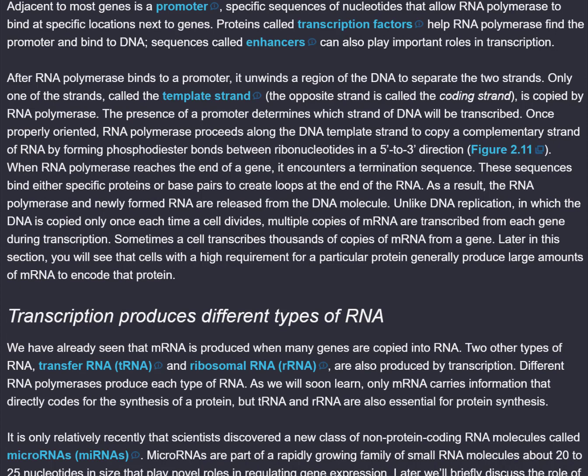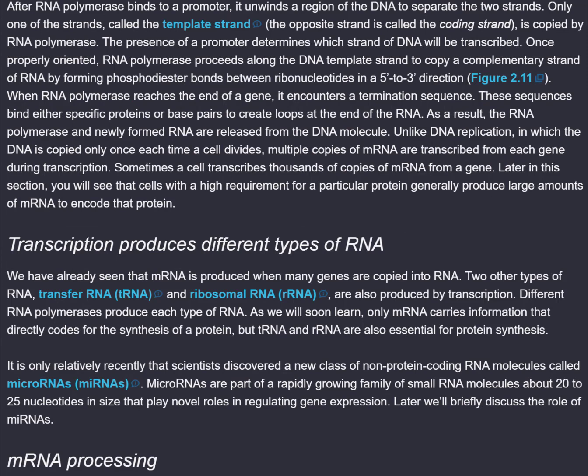Adjacent to most genes is a promoter, specific sequences of nucleotides that allow RNA polymerase to bind at specific locations next to genes. Proteins called transcription factors help RNA polymerase find the promoter and bind to DNA. Sequences called enhancers can also play important roles in transcription. After RNA polymerase binds to a promoter, it unwinds a region of the DNA to separate the two strands. Only one of the strands, called the template strand, is copied by RNA polymerase; the opposite strand is called the coding strand. The presence of a promoter determines which strand of DNA will be transcribed.